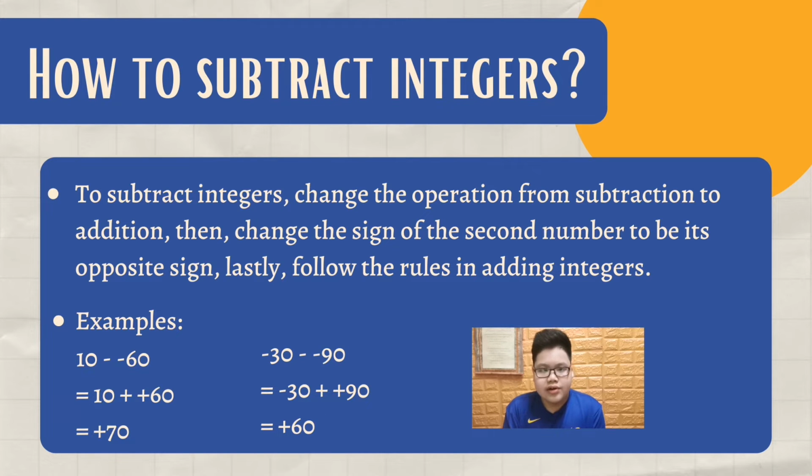Examples: 10 minus -60 equals 10 plus +60 equals 70. And -30 minus -90 equals -30 plus +90 equals +60.